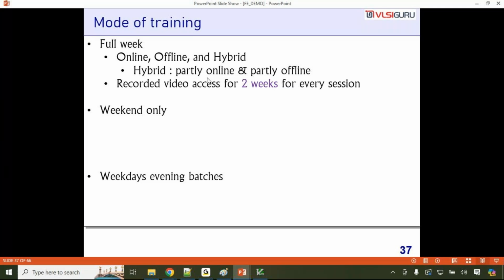What is meant by that? Let's say for the first 2 months you want to attend from home, then you want to come to the institute and attend offline. That is all possible. So you have complete flexibility to attend the way you want. In full week mode, you will have training for 6 days. I think I'll talk about that also.